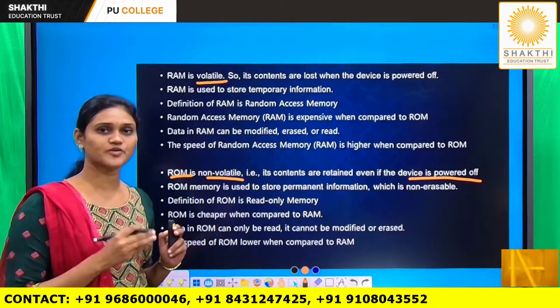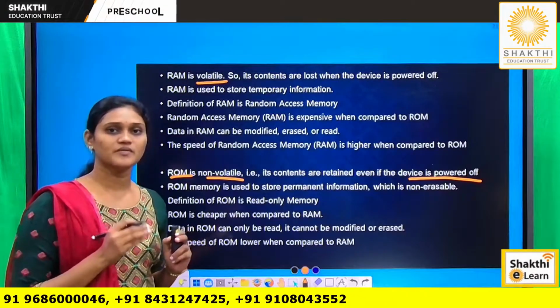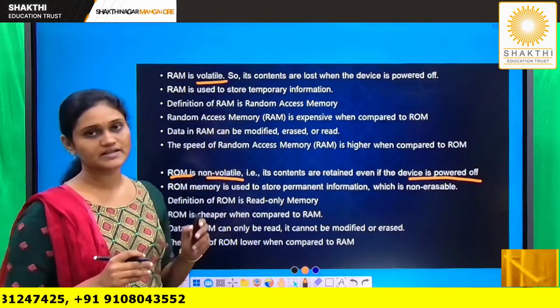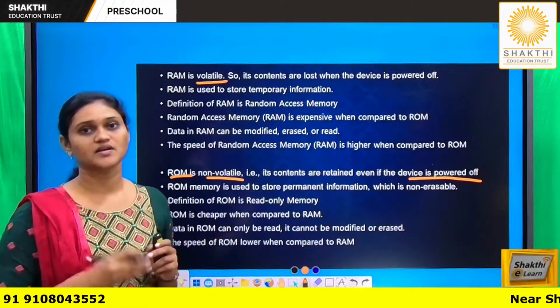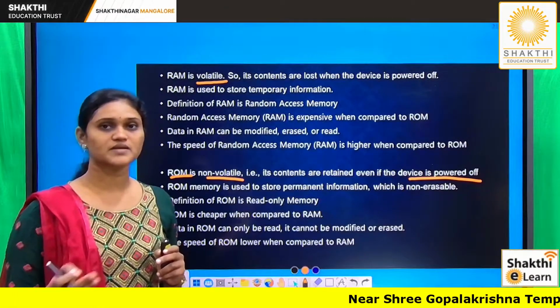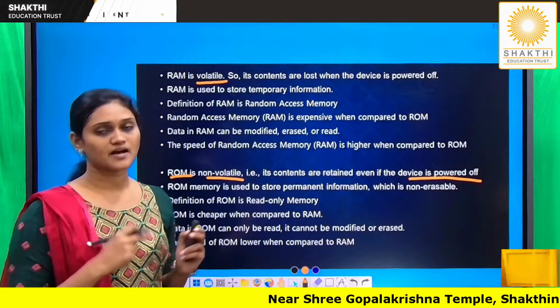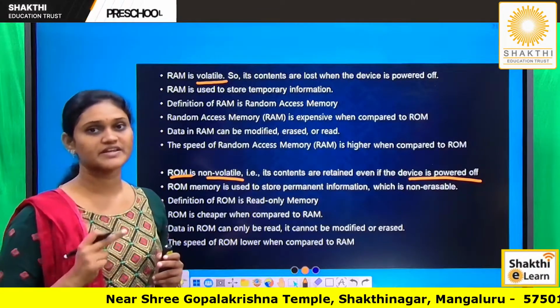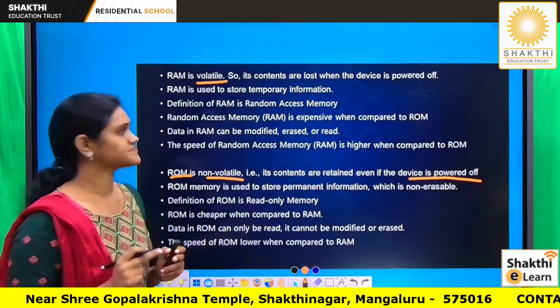RAM stands for random access memory, whereas ROM stands for read-only memory. RAM is volatile, whereas ROM is non-volatile. The meaning of volatile is that data is gone when the power is gone. In the other case, data is retained even if the power goes off. Very important for a 2-mark question.